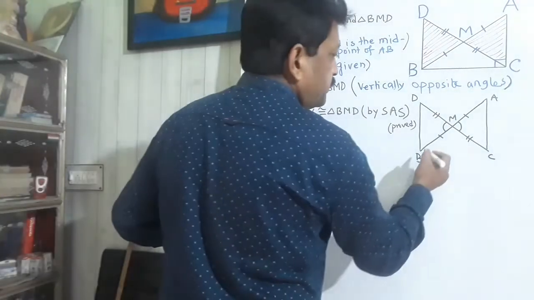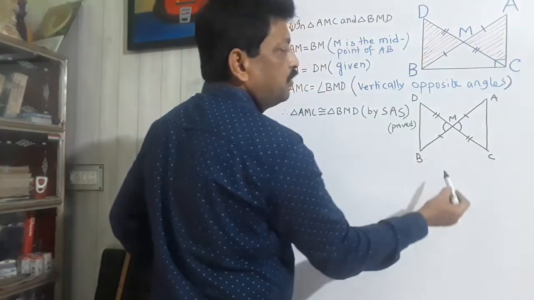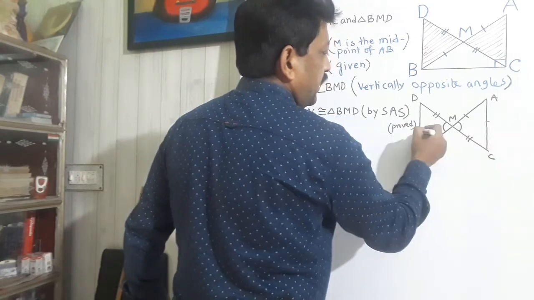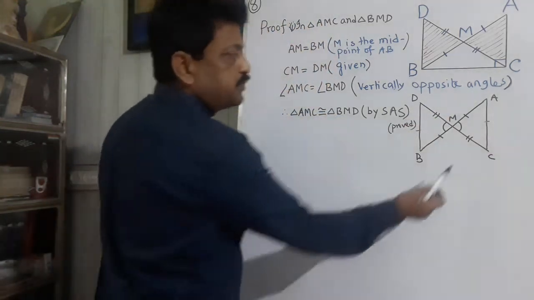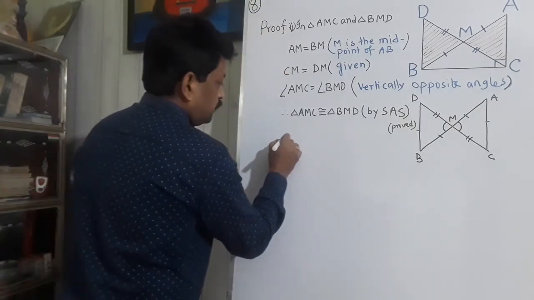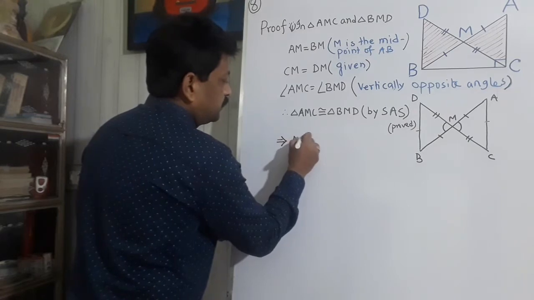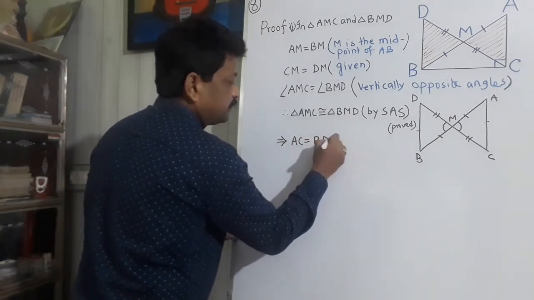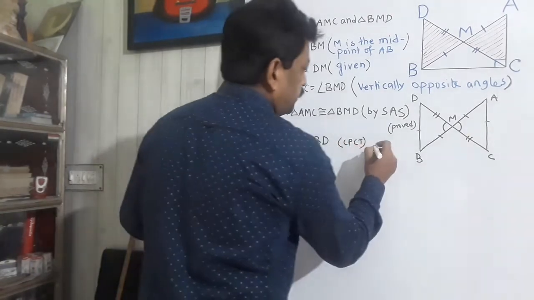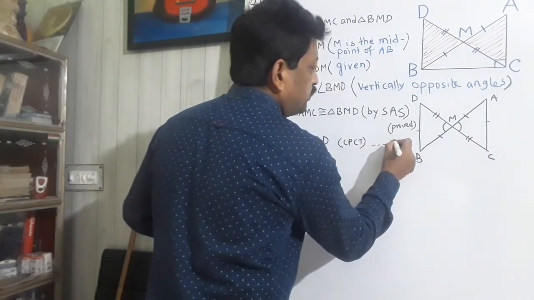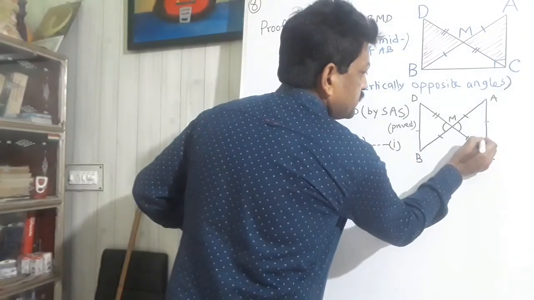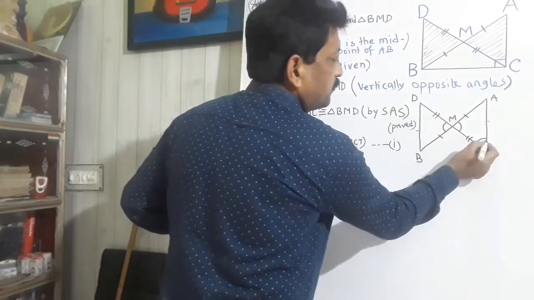So here you can see that since these two triangles are congruent, we can say that AC and BD are also equal by CPCT. AC and BD are equal. So note it down, which implies AC is equal to BD. Here I write CPCT, and keep this as equation number 1. Similarly, we can also write these two angles equal.